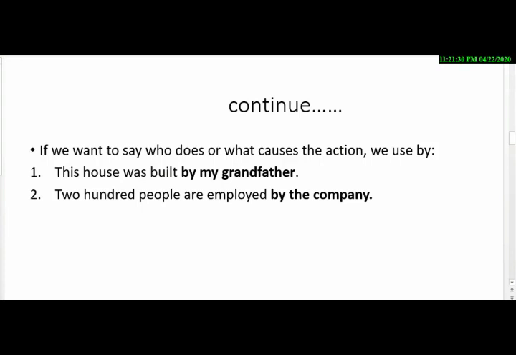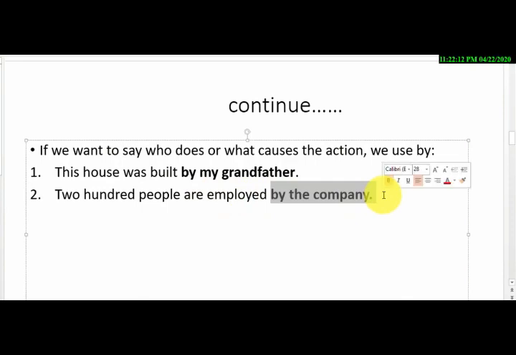If we want to say who does or what causes the action, we use the word by. Look at this example: This house was built by my grandfather. Yaa dhisay? Awoowgay ayaa dhisay. By, inta ka dambeysa waxay sheegaysaa cidda samaysay ficilka. 200 people are employed by the company. Yaa shaqaaleysiiyay? By the company. Company-ga ayaa shaqaaleysiiyay.